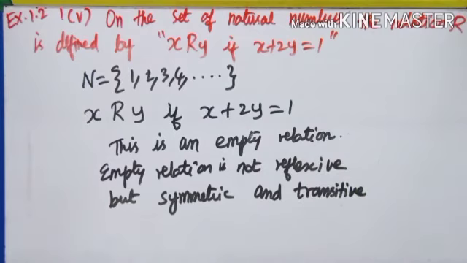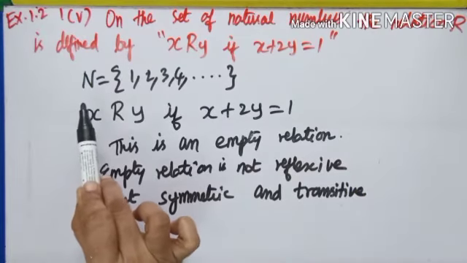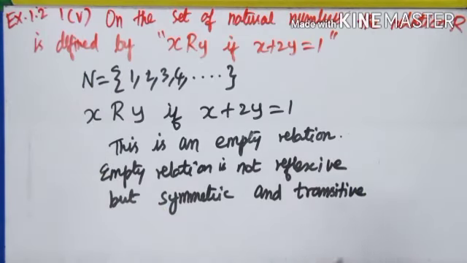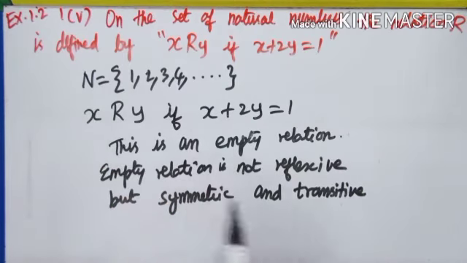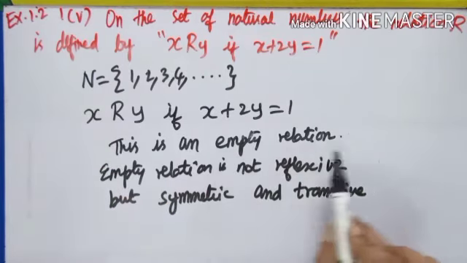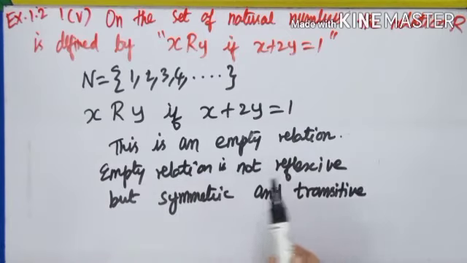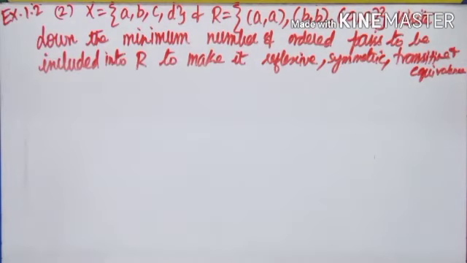So again I say the set defines whether these relations are correct. So in N this relation will not work out. It is an empty relation. An empty relation is not reflexive but symmetric and transitive. Question number 2.